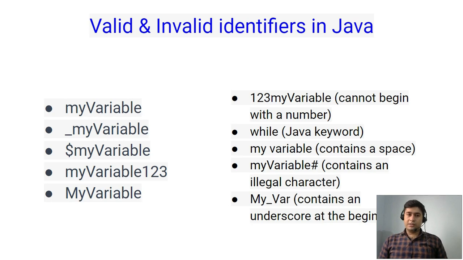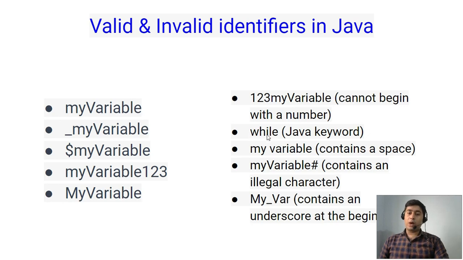Here you have to choose valid and invalid identifiers in Java. The left side is valid identifiers and the right side is invalid identifiers. Here you can see myVariable, that is fine. Underscore, that is fine. Dollar, that is fine. myVariable123, that is fine. Started with some alphabet, that is fine. Underscore or dollar, that is fine. These are valid identifier names. Why are these invalid identifiers? Because this one starts with a number. Identifiers cannot start with a number.